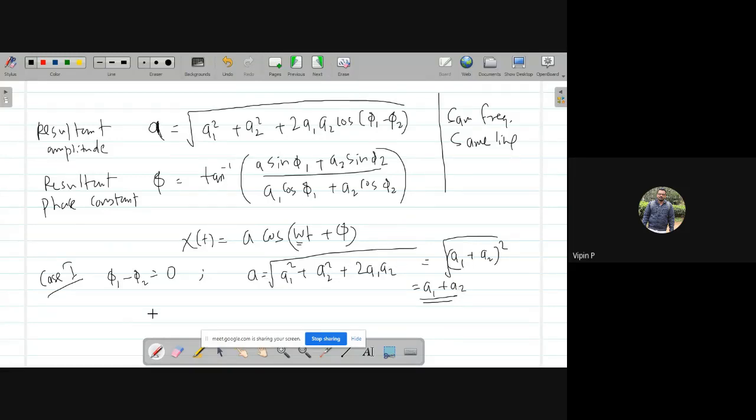So if there is no phase difference, the amplitude of the resultant oscillation will be simply A1 plus A2. It's quite illuminating to see that if A1 is equal to A2 is equal to A, then it becomes 2A. The amplitude gets doubled. So simply, the amplitudes get added up.